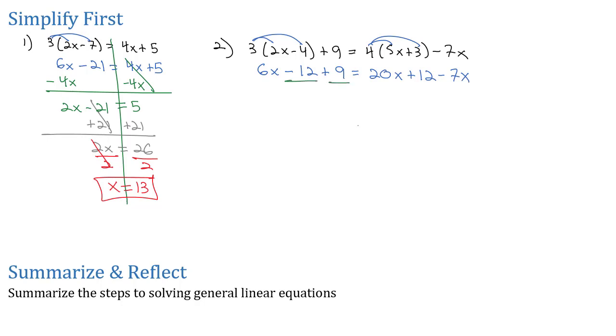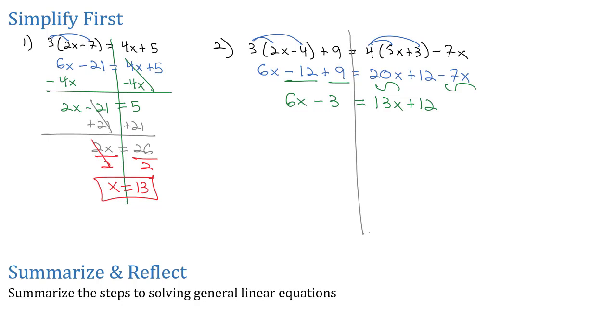On the left, we've got like terms, so we'll have to combine together the negative 12 plus 9 to get 6x minus 3. On the right, we have like terms in 20x and negative 7x. That's going to leave us with 13x and a plus 12. And now, finally, that we have completely simplified, we're ready to balance and start solving.